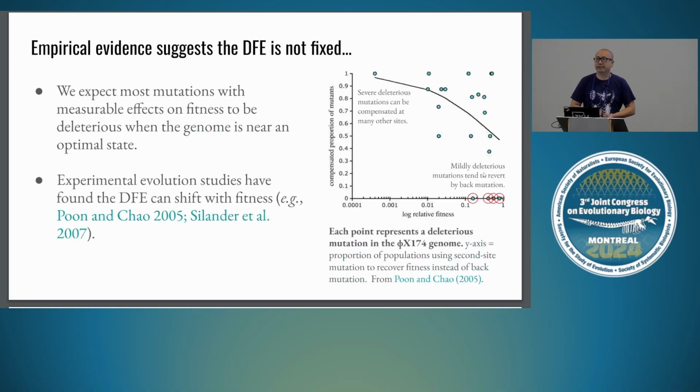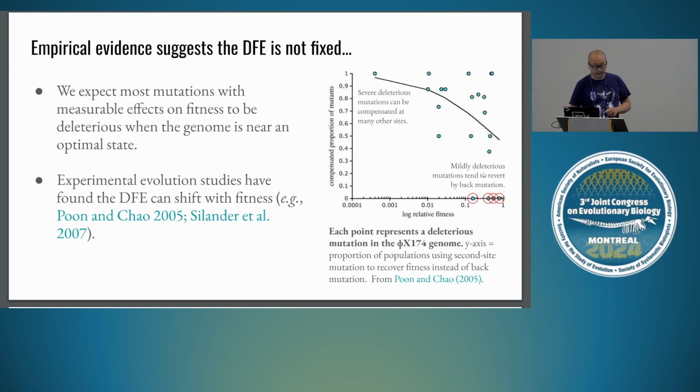Okay, but there's also empirical evidence that this is not true, that the distribution of fitness effects is not invariant, that it changes with the individual. So we assume that most mutations are going to be deleterious when we have a genome that is really well adapted to its environment. So if you're going to change something, it's going to break something that's been working. However, if you bring a population away from that fitness peak, then there should be more sites available in the genome that can accumulate a mutation that are going to build up fitness.